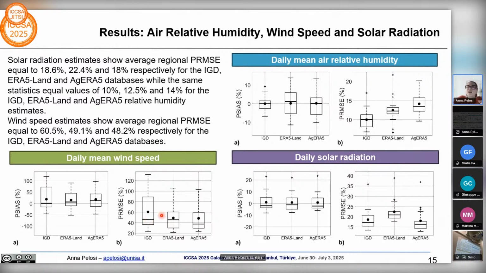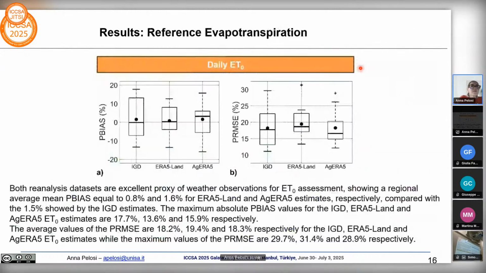weather data. For daily mean air relative humidity and solar radiation, we have a very similar behavior, especially for daily solar radiation, for all three analyzed weather databases. We have better performance for the interpolated ground-based data for air relative humidity. But for reference evapotranspiration at the end, we can see that the three databases show a similar performance.